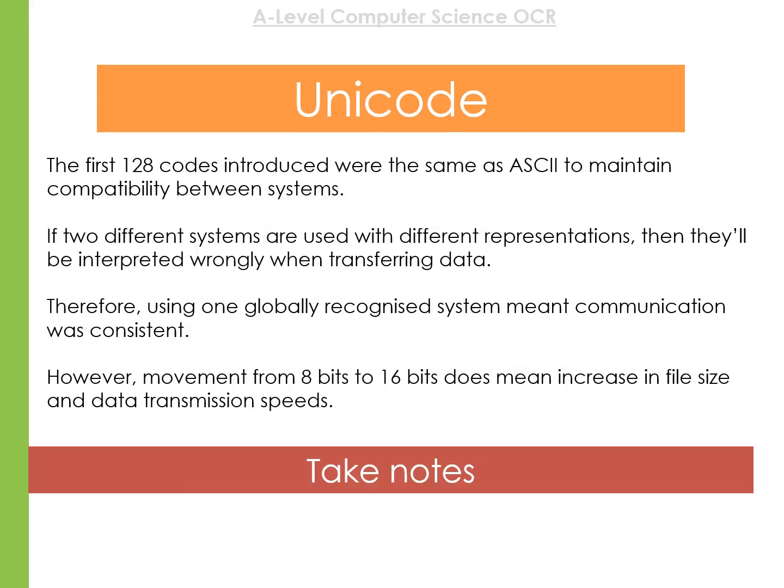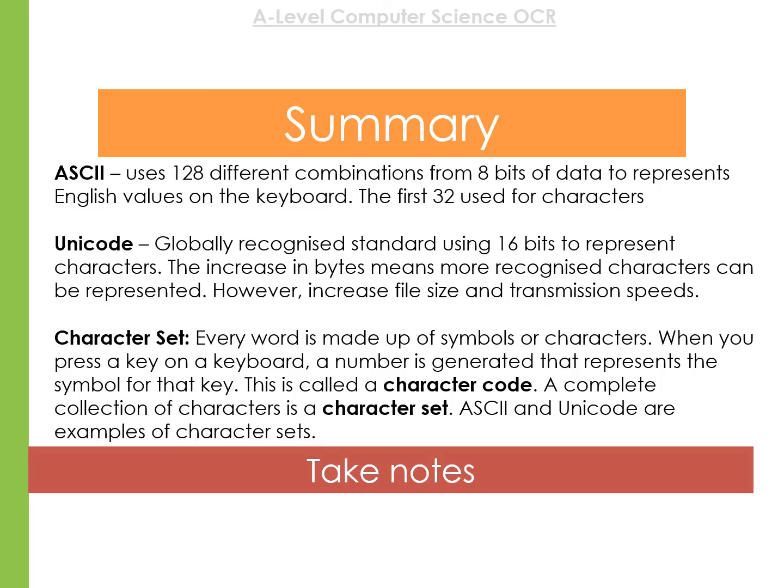The first 128 codes introduced were the same as ASCII to maintain compatibility between systems. If two different systems are being used with data representations, they'll be interpreted in the wrong way when transferring data. Therefore, this one Unicode global communication system allowed consistency. Moving from 8 bits to 16 bits does increase the file size and slow transmission speeds slightly. Here is our summary.